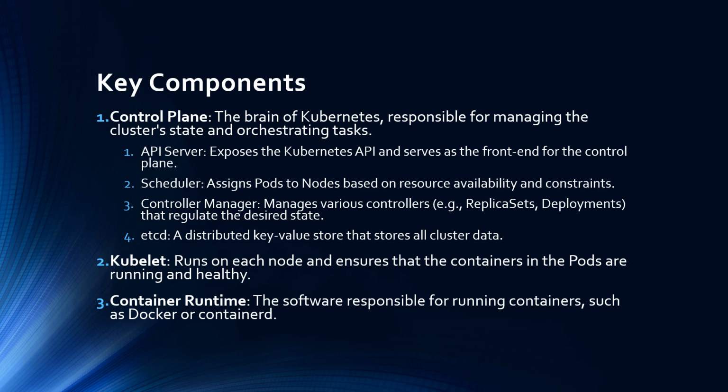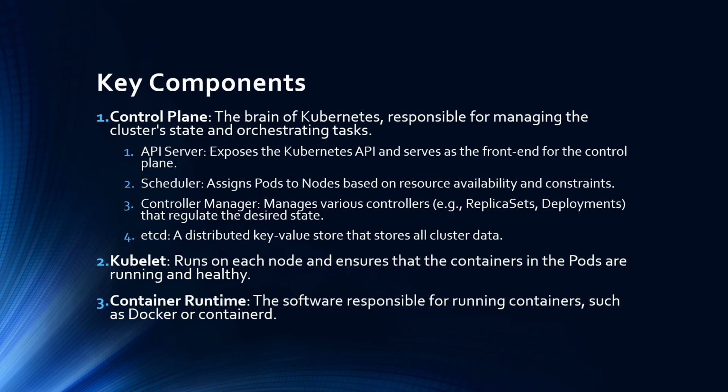Let's explore the key components that make up the Kubernetes system. Understanding these components is crucial for operating and troubleshooting Kubernetes clusters effectively. The control plane serves as the brain of Kubernetes, managing the overall state of the cluster. A properly configured control plane is crucial for cluster stability. Let's break down its components.